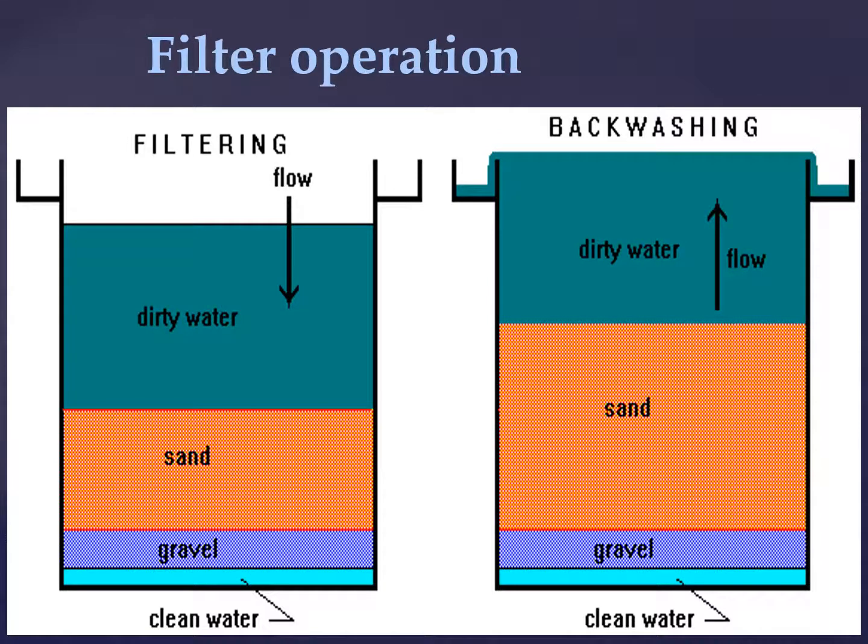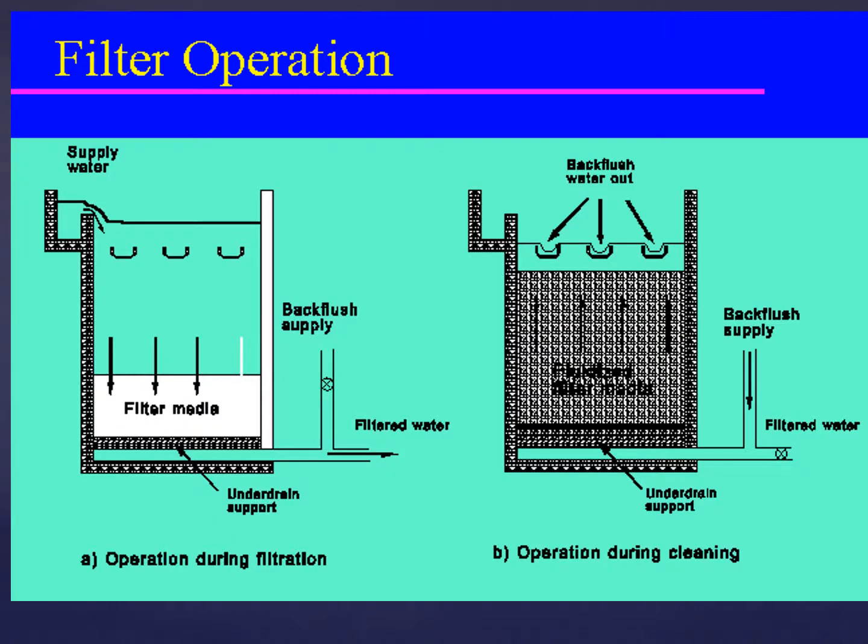Again, filter operation. At the left, water goes from the top to bottom. But when you want to clean it completely, you stop filtration and you apply water from the bottom to the top, and the flow direction will be up. So it will be from gravel to sand, and from the sand at the top, the dirty water you will collect from the top and from the trough.